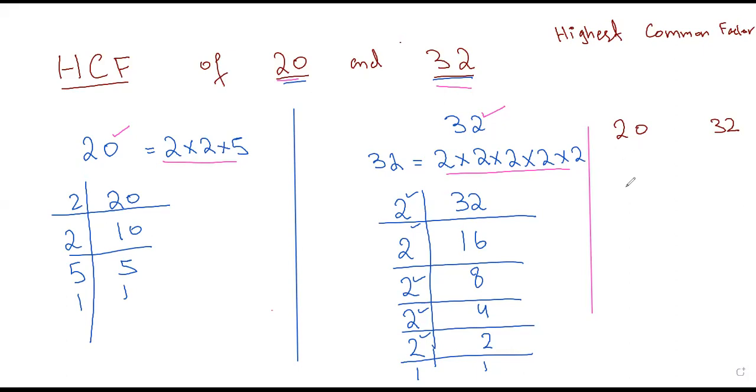1, 2, 4, 5, 10, 20. Very good. And when we talk about the factors of 32, we will have 1, 2. What about 3? Is 3 a factor of 32? No, ma'am. Why? Because 32 is not a multiple of 3. Excellent. Very good.